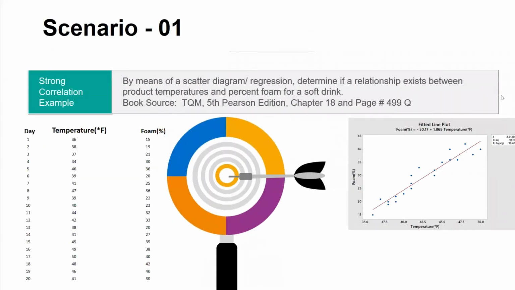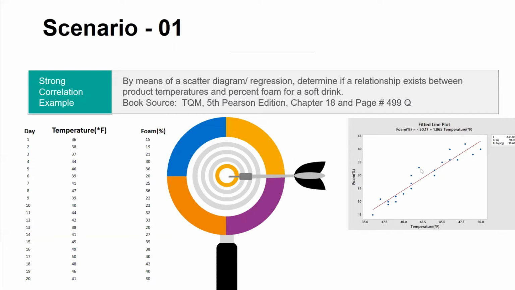Let's take an example in detail. This example comes from Total Quality Management, 5th edition, Pearson edition, chapter 18, page 499. By means of a scatter diagram and regression, determine if a relationship exists between product temperature and foam percentage. This is the data they have given. They have taken the readings for 20 days. This is the temperature and this is the foam percentage. In a few minutes, I will explain how to do it in Minitab. But meanwhile, this is the result.